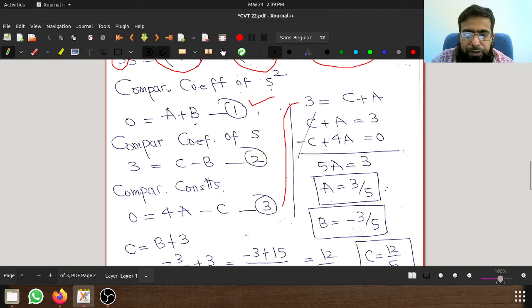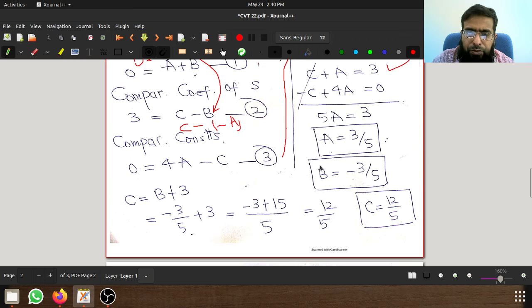That's all. From here we reach here. From equation number 1, we have B is equal to minus A. We put B equal to minus A in equation 2, so it becomes C minus into minus A, or C plus A. So C plus A becomes 3. This is what we have written here, C plus A is equal to 3. And from equation number 3 we have 4A minus C, or minus C plus 4A is equal to 0. So if we add these two equations, this cancels, and 5A comes out to be equal to 3, or A is 3 over 5. Now we can put this A equal to 3 over 5 here. B is minus A. So if A is 3 over 5, B is minus 3 over 5.